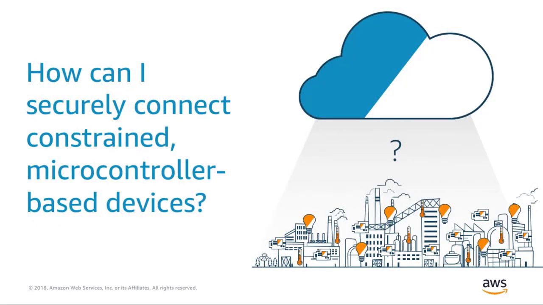So let's do a quick introduction of Amazon FreeRTOS. There are lots of microcontrollers used in edge devices that require secure connectivity, and because they have less power and less memory, well, in memory we're talking about kilobytes, not megabytes, let alone gigabytes, it's actually very hard to get them securely connected to the cloud.